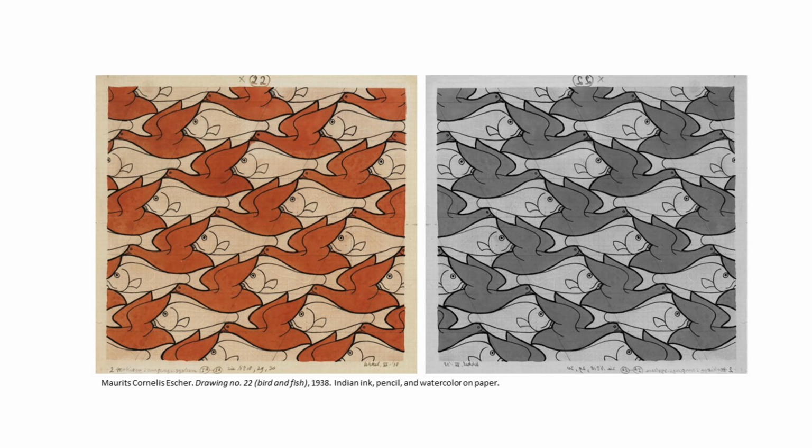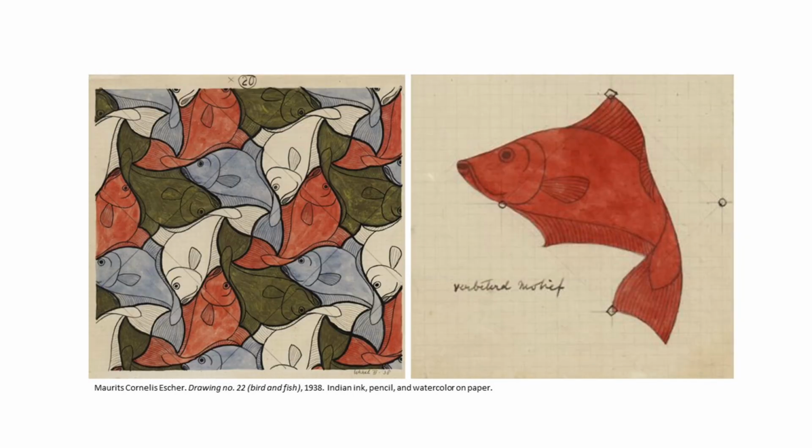What is positive and negative here in this artwork? Are the fish positive or the duck? Or is it the other way around? Escher used negative and positive space to create tessellations with two or more motifs. In the previous example, Escher used two motifs, a duck and a fish, to create a simple tessellation.